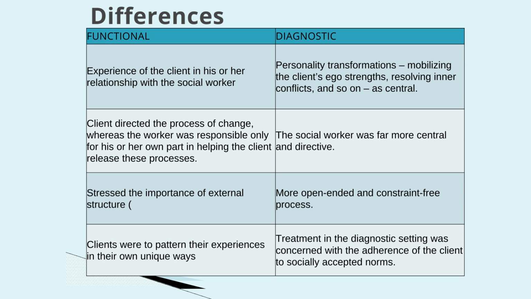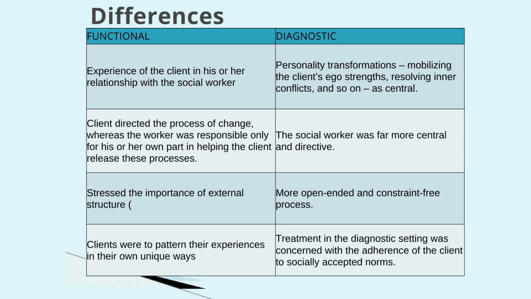The functional school saw the experience of the client in his or her relationship with the social worker within the specific agency setting, and how the client used the agency's functions, as a key to personal change. The diagnostic school saw personality transformations, mobilizing the client's ego strengths, resolving inner conflicts, and so on, as central. In the functional setting, the client directed the process of change, whereas the worker was responsible only for his or her own part in helping the client release these processes.